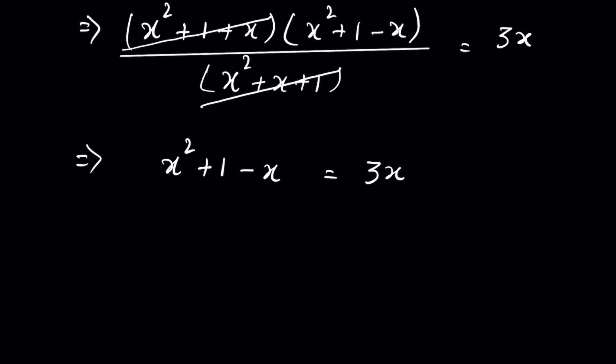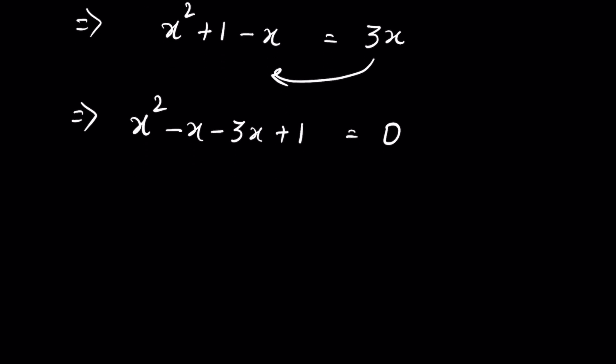Now we have a quadratic equation here. x square, send 3x to the left hand side, it will be minus x minus 3x plus 1 is equal to 0. So x square minus 4x plus 1 is equal to 0.